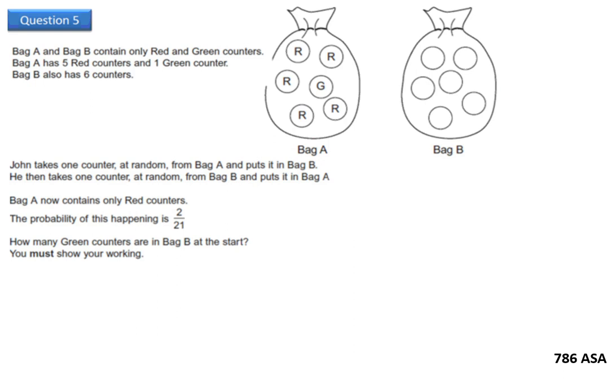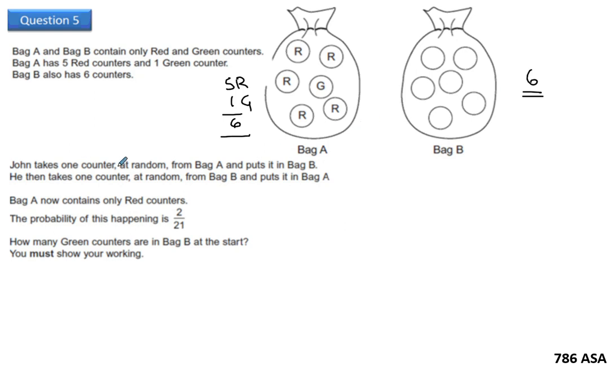Bag A and bag B contain only red and green counters. Bag A has got 5 red and 1 green. Bag B also has 6 counters. The more you write, the more it'll actually jump out at you, whatever the question's asking you to do. Even these little simple things make a huge difference, trust me.